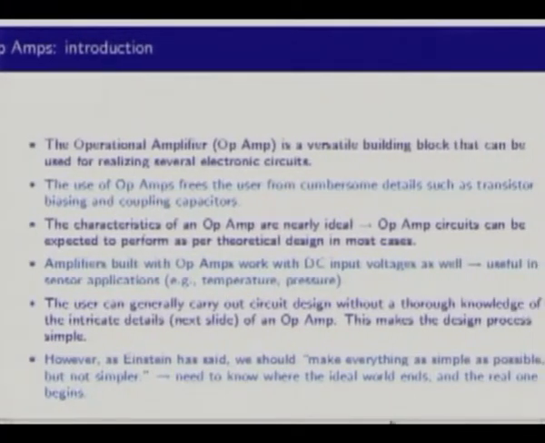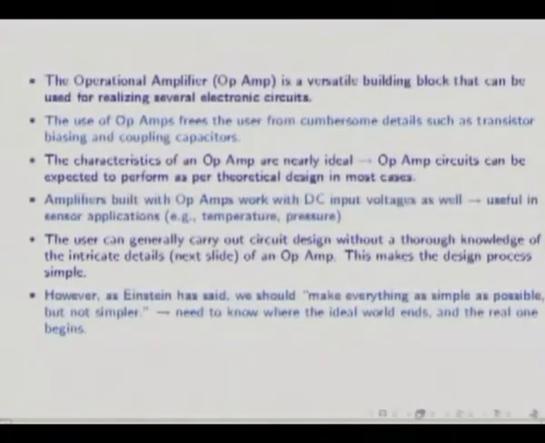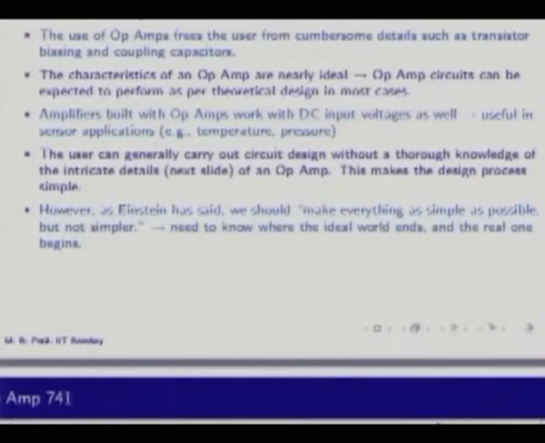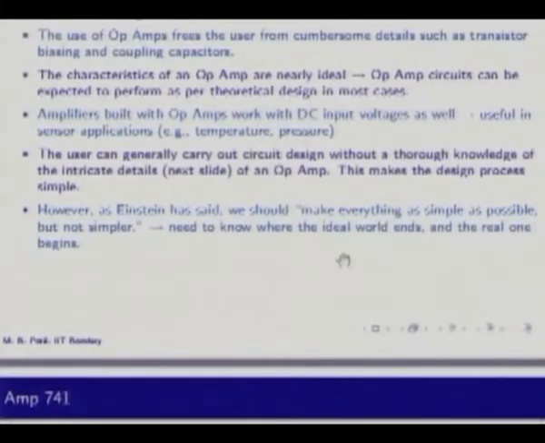Einstein, of course, was a great scientist, but he also had a great sense of what is required and what is not required. Okay, so Einstein said this: make everything as simple as possible, but not simpler, right? And when you say that op-amp is a black box, you should realize that it is not a black box, and there are things that we need to worry about at some point.